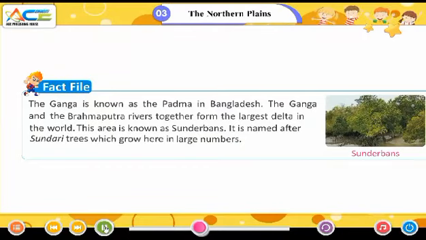Fact file. The Ganga is known as the Padma in Bangladesh. The Ganga and the Brahmaputra rivers together form the largest delta in the world. This area is known as Sundarbans. It is named after Sundari trees which grow here in large numbers.